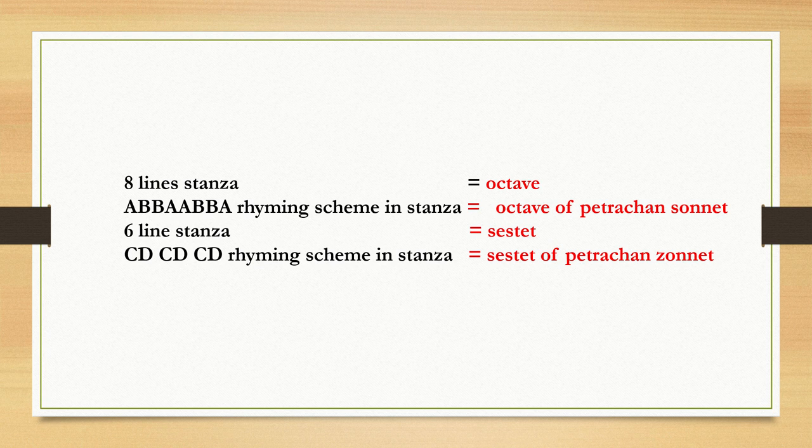Here, an 8-line stanza is called an octave. We call the first eight lines of such sonnets the octave. ABBA ABBA is the rhyming scheme in the stanza; it is called the octave of the Petrarchan sonnet. And the next six lines are called the sestet. The rhyming scheme for it is CD CD CD, or CDE CDE, sorry, CDE CDE is also possible.